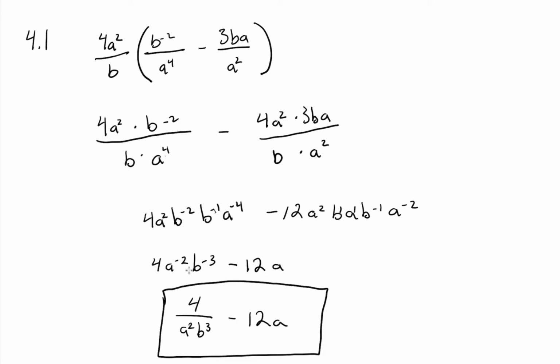And then just to make all of our exponents positive, we flipped the negatives back down to the denominator and made them positive exponents. So our answer is 4 over a squared b cubed minus 12a, and that's our final response. All right, if you got that, congratulations, you remember well what we did last year. Let's move on to example 4.2. Let me clear this page.